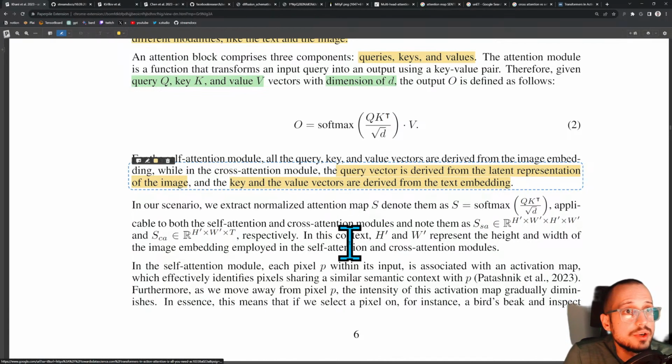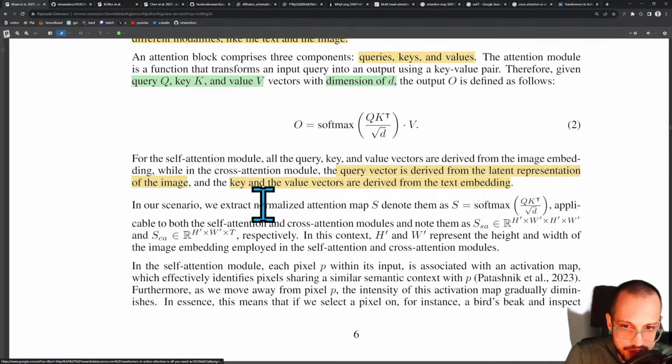Vectors pointing in the same direction and have similar length. I agree with that. We extract normalized attention map S. So what is the normalized here? The normalized refers to the fact that you're square root of D'ing there and then feeding it through a softmax. Applicable to both the self-attention and cross-attention modules, and note them as SSA. So SSA is the attention map for self-attention, and the dimensionality of that is h prime times w prime times h prime times w prime.